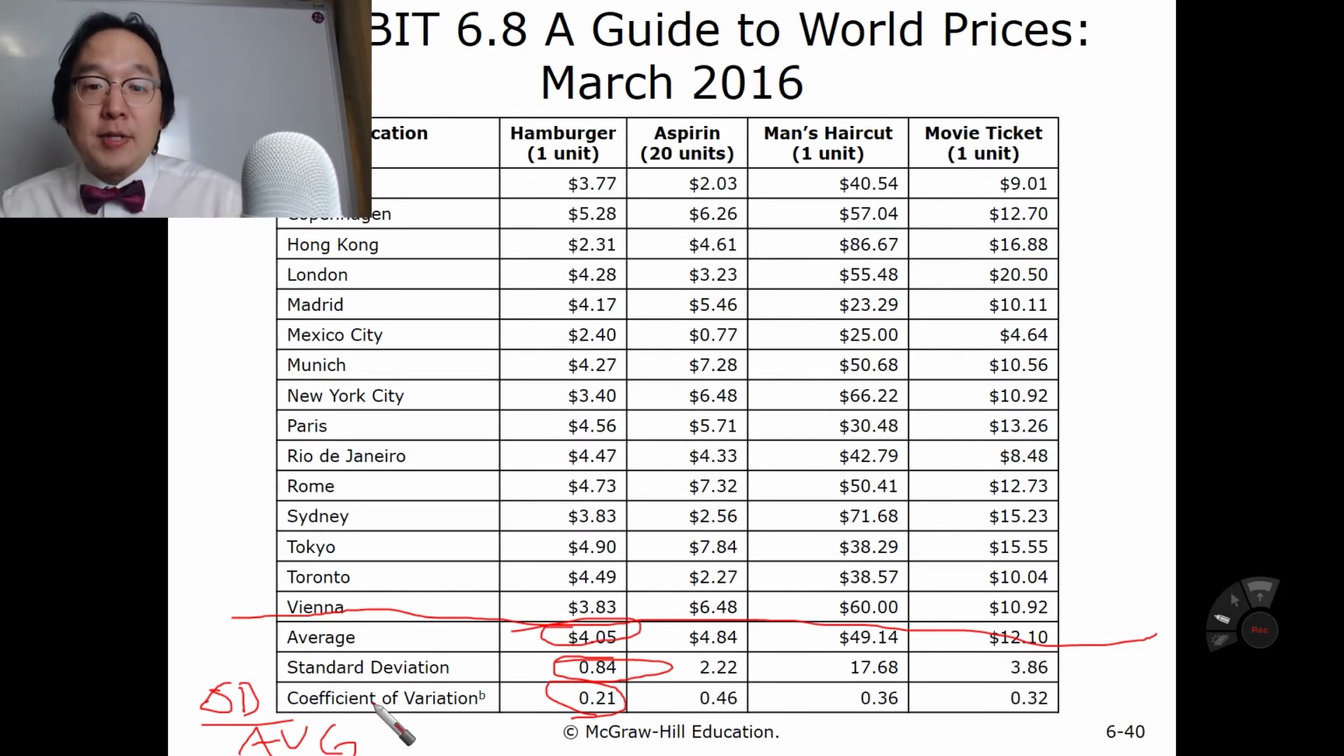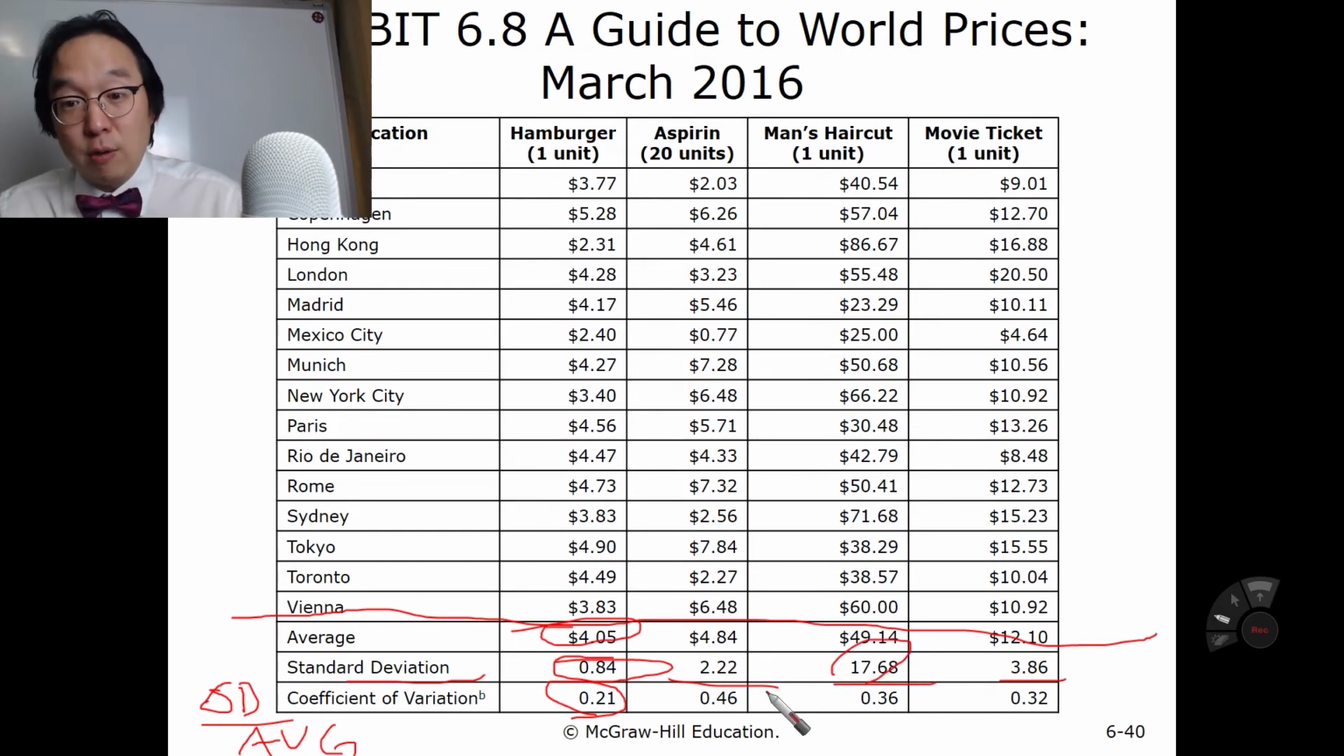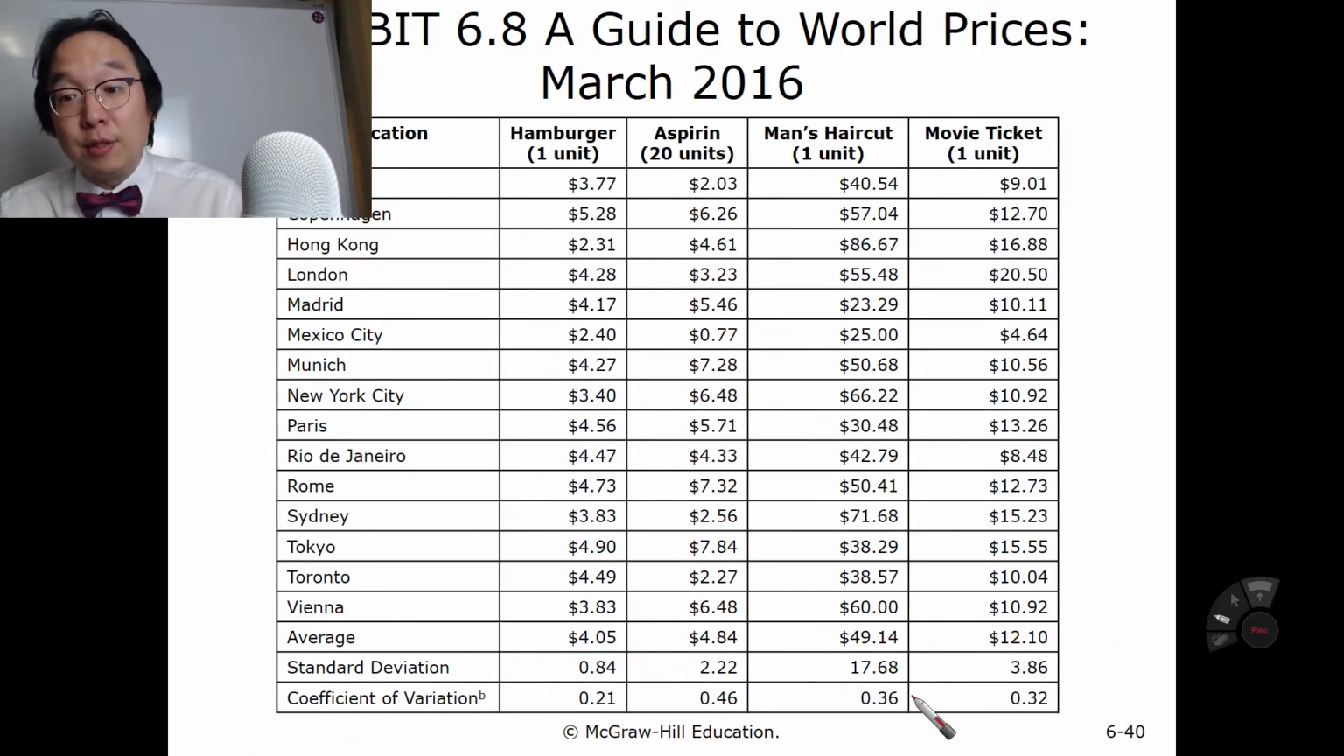We want to see the degree of variation relative to its own average. If you just look at the standard deviation by different products, you will say, holy cow, men's haircut, $17. That's huge. And 84 cents standard deviation, that's very small. You may consider it that way. But we have to consider the fact that some products like a haircut, the average price is already big in unit. So why don't we normalize our standard deviation with the average, right? So that's why the 17 divided by 49 gives me 0.36.